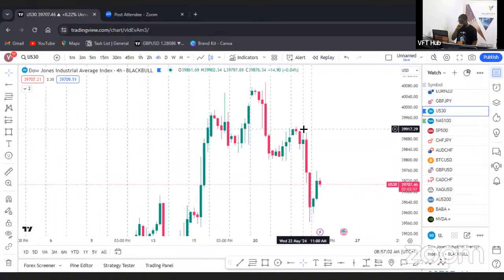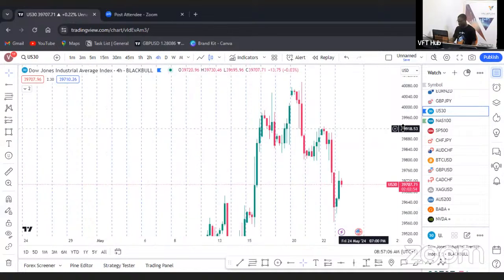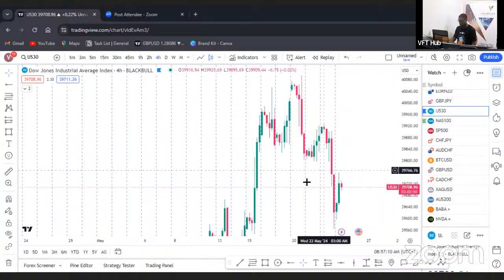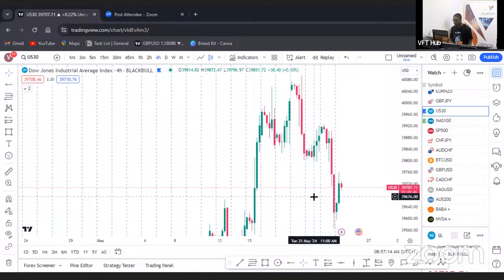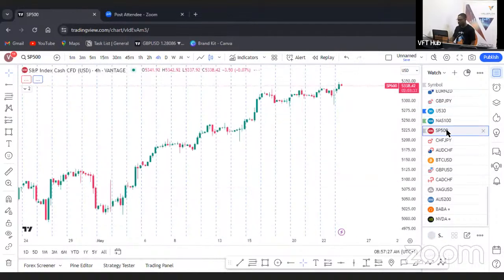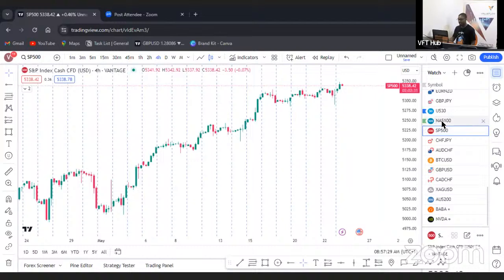Now, I'm seeing something very interesting, which bothered me yesterday, but it's one of those things in the markets where usually their price action moves in tandem. That's NAS 100 across the board. They have almost similar price action. That's US30, NAS 100, and S&P 500. They have almost the same price action.